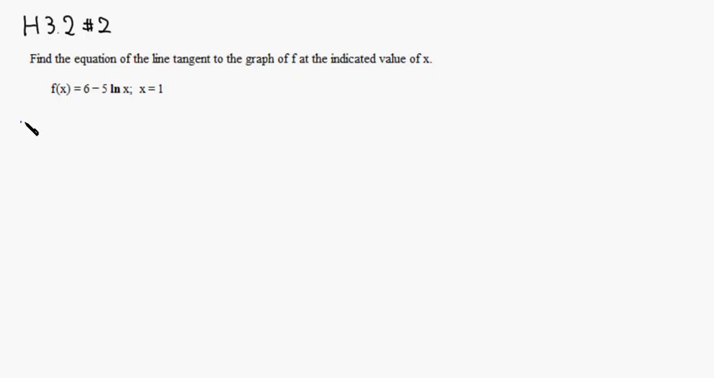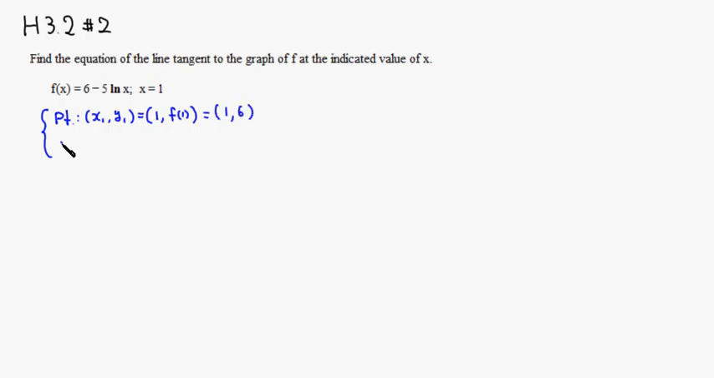Whenever you're looking for the equation of a line, we need two pieces of information. We need a point, which I'm going to call x1 comma y1. x1 is given, it's 1. Then y1 is simply plugging 1 into the given function. Natural log of 1 is 0, so it's just 6.